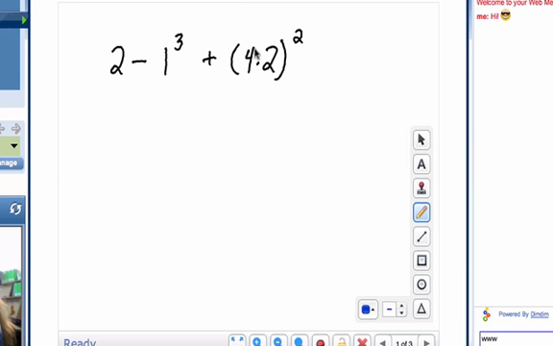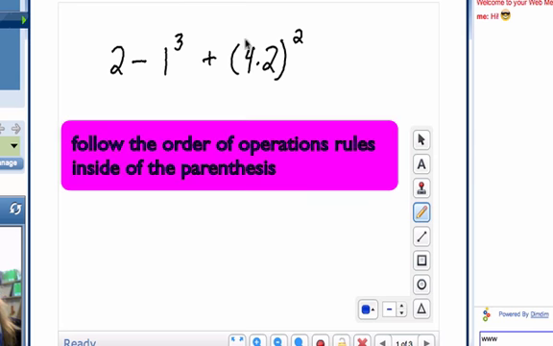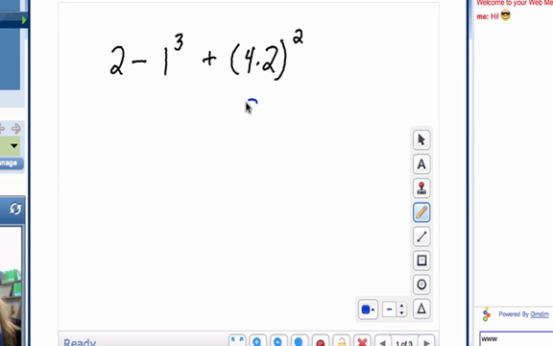On this problem here, you see you have parentheses, so you do the operations following the order of operation rules inside of your parentheses. Well, you only have one operation, so that makes it easy. It's 4 times 2 is 8. So we're going to have 8 squared here. Rewrite everything so you can see what it looks like still. So now I see what I have left is I'm going to do exponents next.